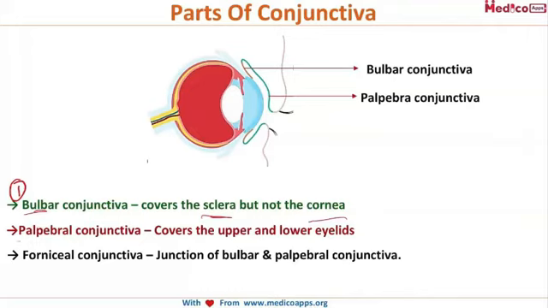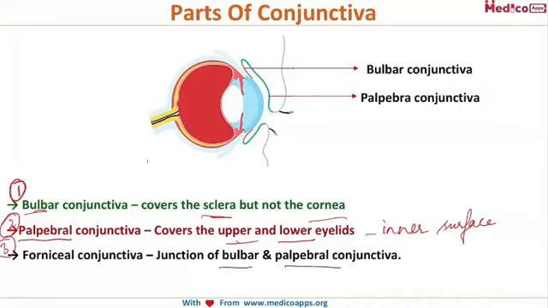And then the palpebral conjunctiva. Palpebra means lids. So it covers the upper and lower lids. That is the inner side. The inner surface of upper and lower lids is covered by the palpebral conjunctiva. And number three is the pharyngeal conjunctiva. It's the conjunctiva that covers the junction of bulbar and palpebral conjunctiva.